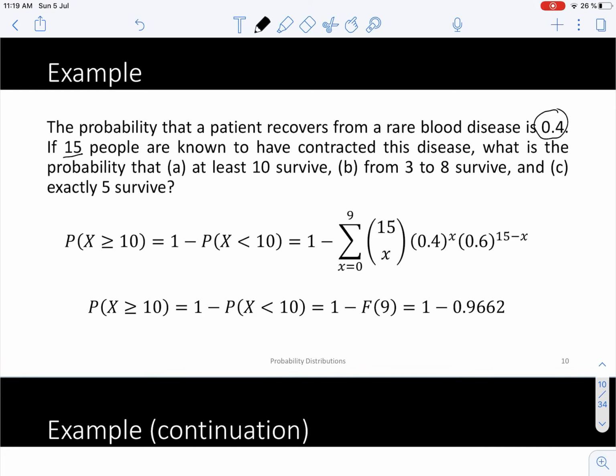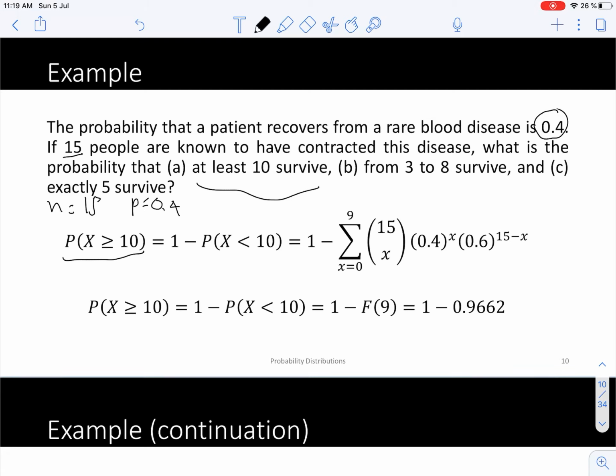Alright, so this is 15, it's our n, and 0.4 is our p. So let me write it down: n is 15 and p is equal to 0.4. So let's find the probabilities. At least 10 survive. That means 10 or more, right? 10, 11, 12, 13, 14, 15, right? So this is the probability that X is greater or equal to 10.